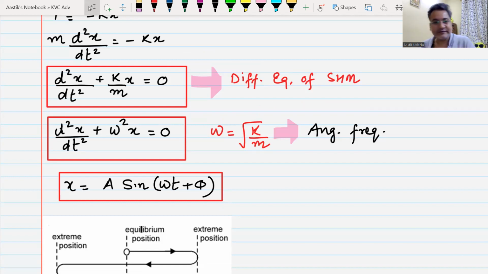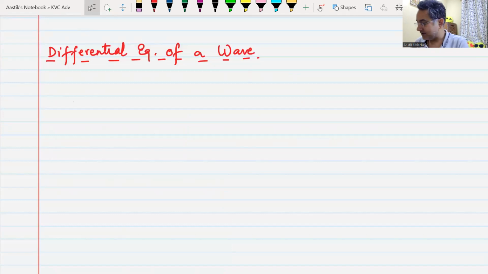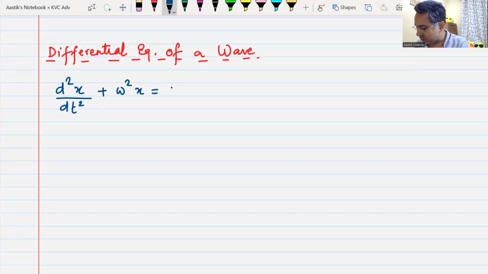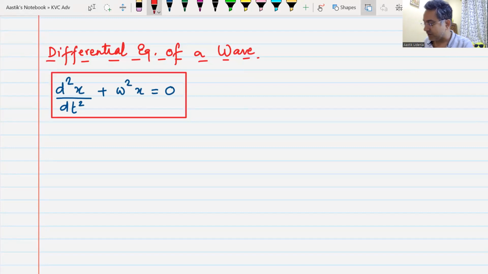What to do with you people? Anyways, I will have to let go the disappointment and write the equation again. d2x or d2y by dt square plus omega squared x is equal to 0. That, my dear friend, was known as the differential equation of an SHM.